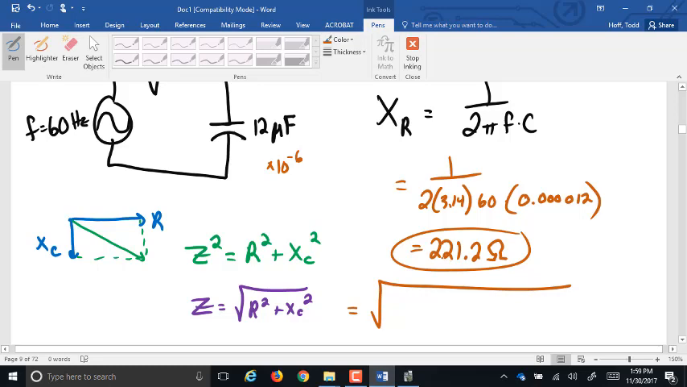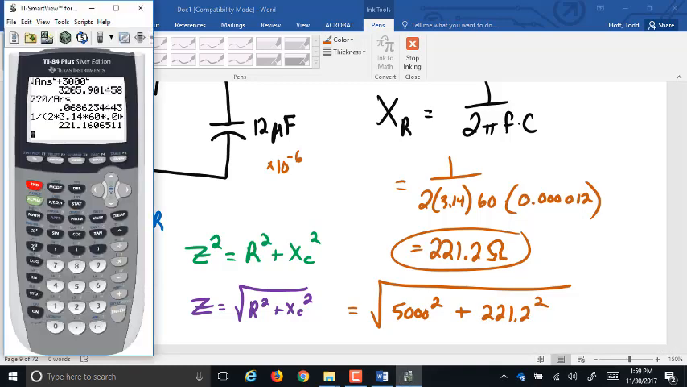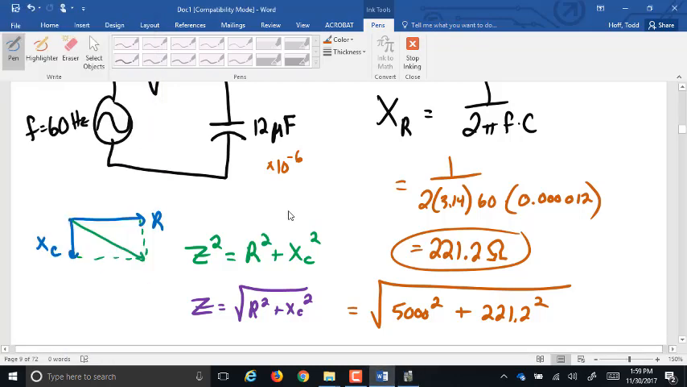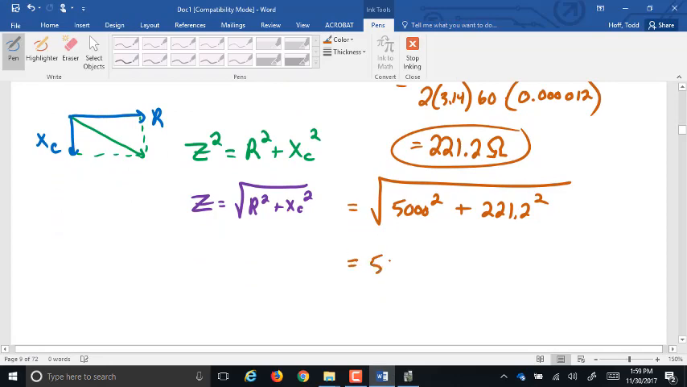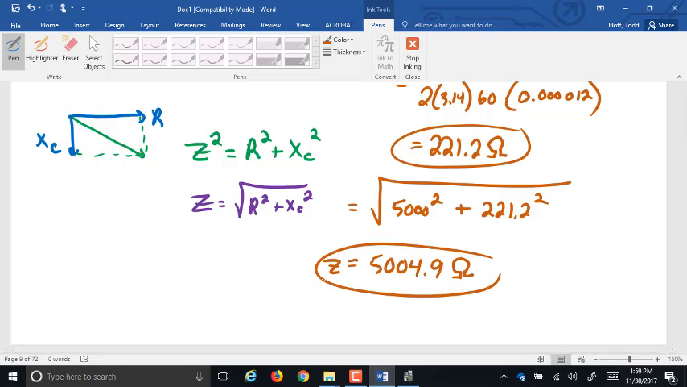So our resistance was what, 5? Yep, 5 kilo ohms. So 5,000 squared plus the 221.2 squared. So second square root, 5,000 squared plus my answer squared. Okay, 5,004.9 ohms. That is my total impedance. And of course, I can find the total current the same way now, just voltage divided by impedance, right?